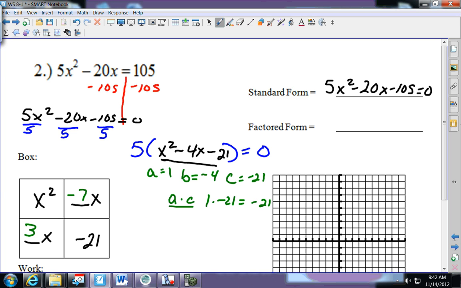So now x squared splits up as x and x. X times what is negative 7x? Negative 7. X times what is 3? Plus 3.